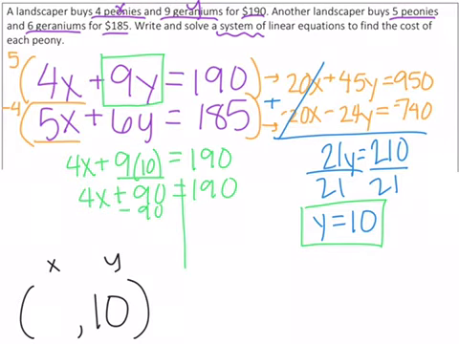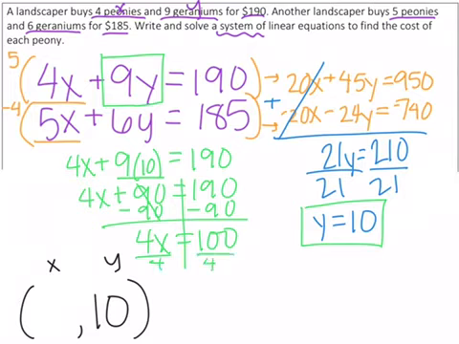I subtract 90 from both sides. I get 4x equals 100. When I divide both sides by 4, I think of different quarters. 4 quarters make $1, so that's 25 cents, or x equals 25. So I have my 25 for my coordinate. Now, I have to label what x and y mean because we're talking about a real-life situation.